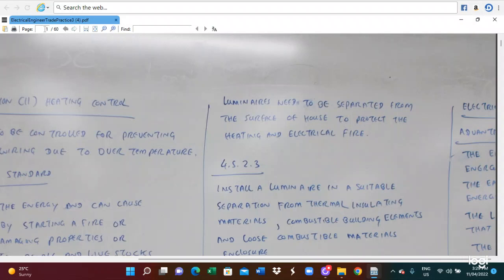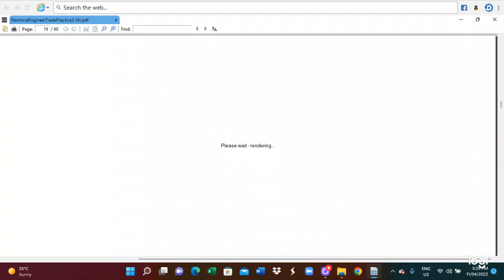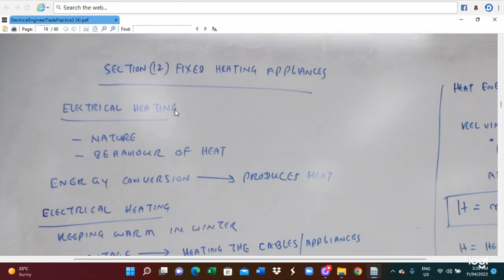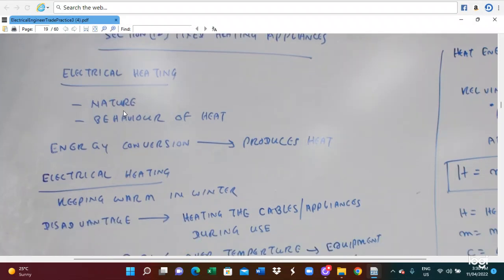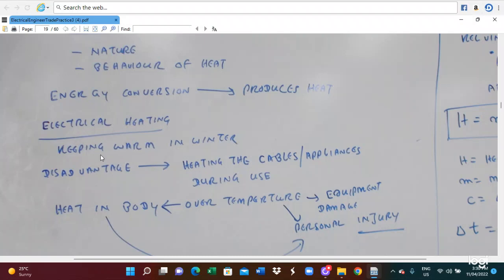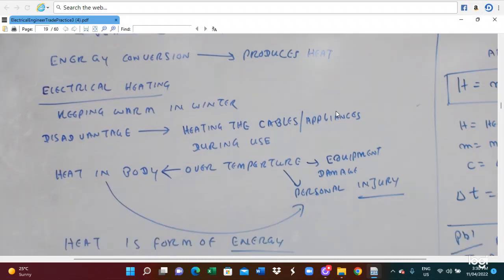So we start from last week, where we already talked about the heating control system. Now we continue with the next one: heating appliances. Electrical heating depends on the nature and behavior of heat, as energy conversion produces the heat. Electrical heating keeps you warm in winter. But the disadvantage is that heating cables and appliances get hot during use, because so much electrical current is flowing through them that it can heat the cable and appliance.